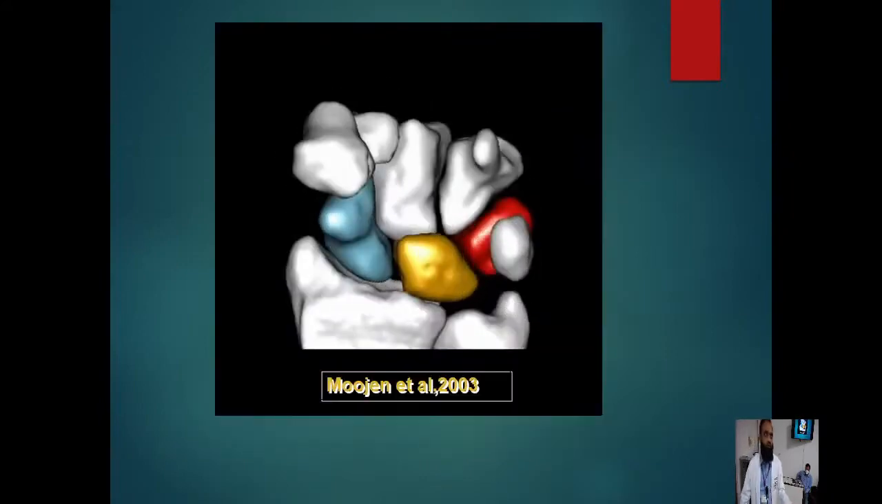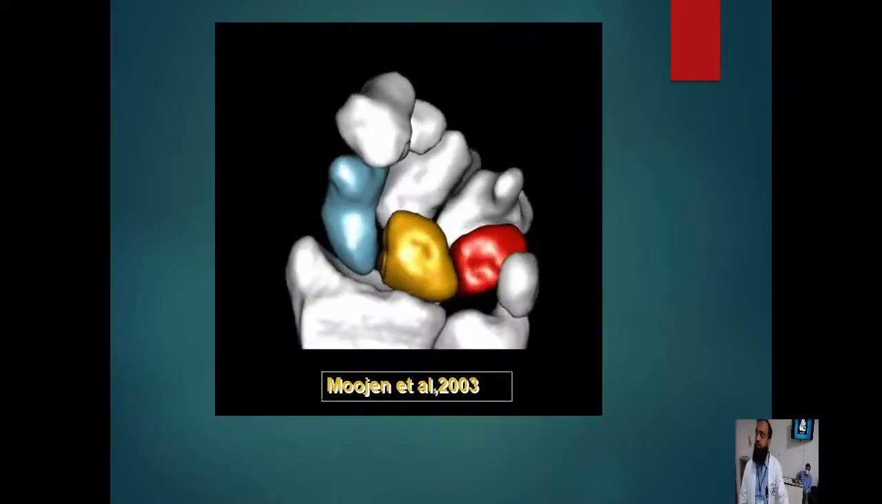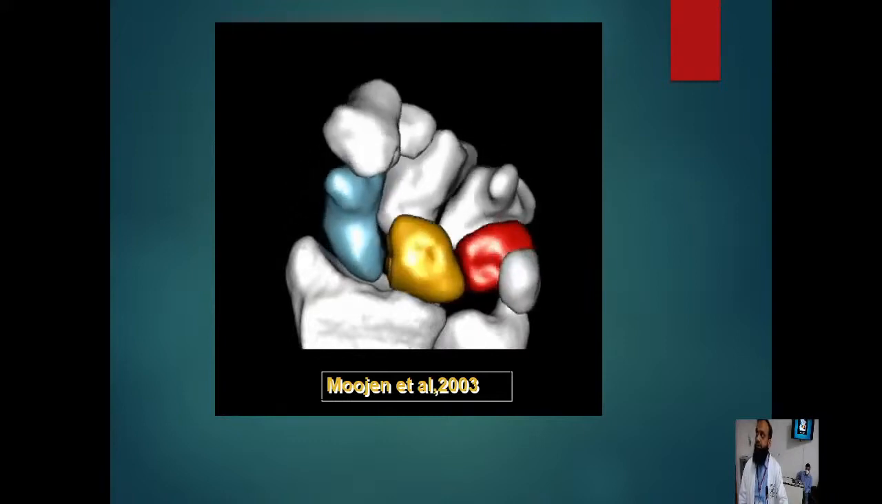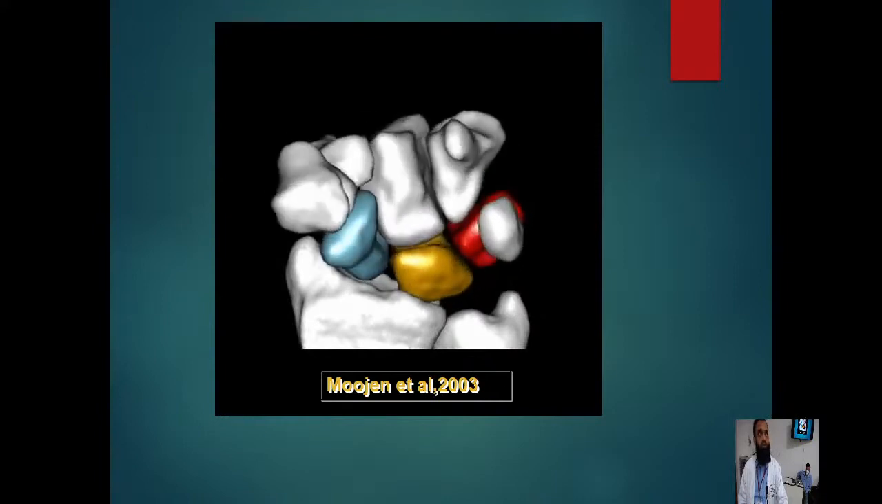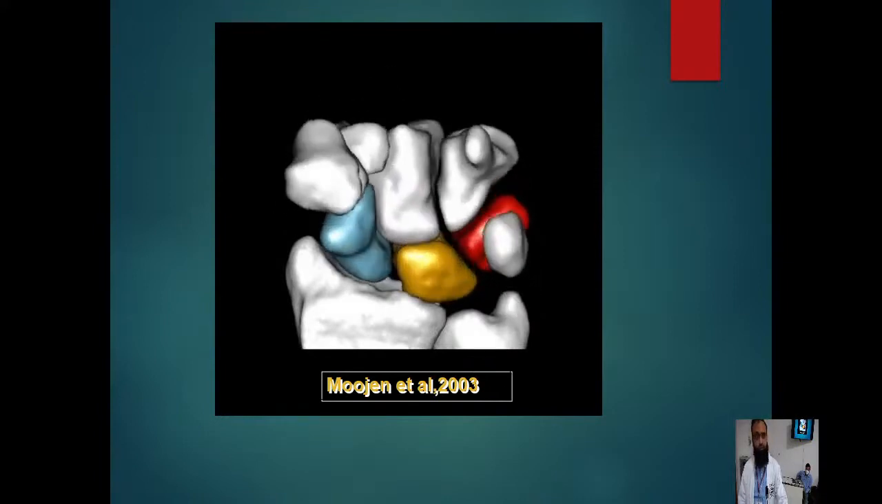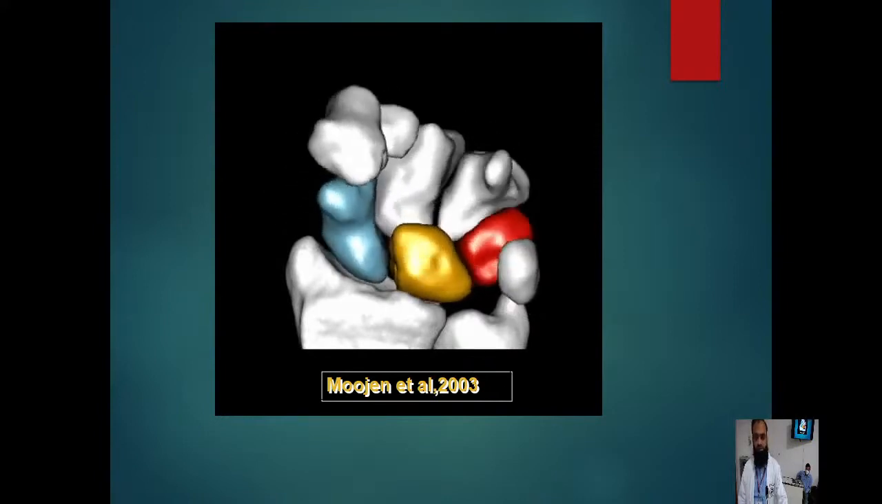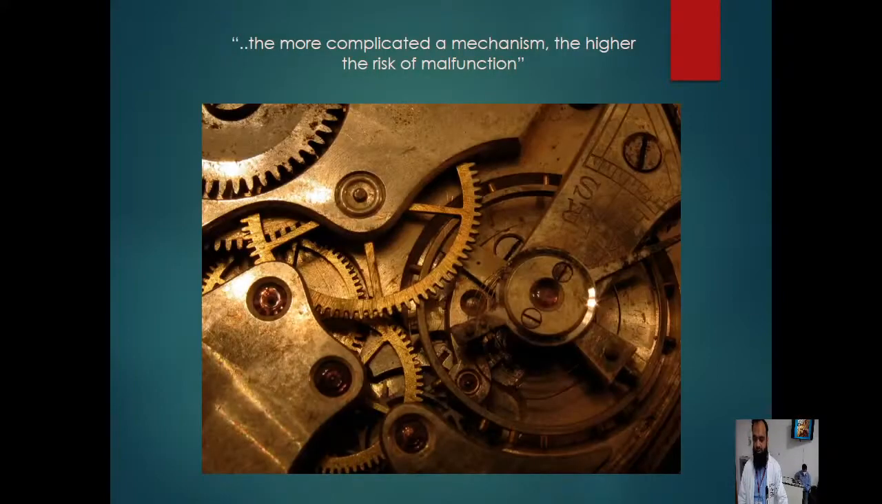Similarly, we see the ulnar deviation and radial deviation. When we do the ulnar deviation, the scaphoid gets extended and the triquetrum gets flexed. The opposite thing happens with the radial deviation. So the exact alignment of these bones is essential. The more complicated the mechanism, the higher the chance of malfunction. That's why we require an integrated, normal scaphoid to function the wrist.